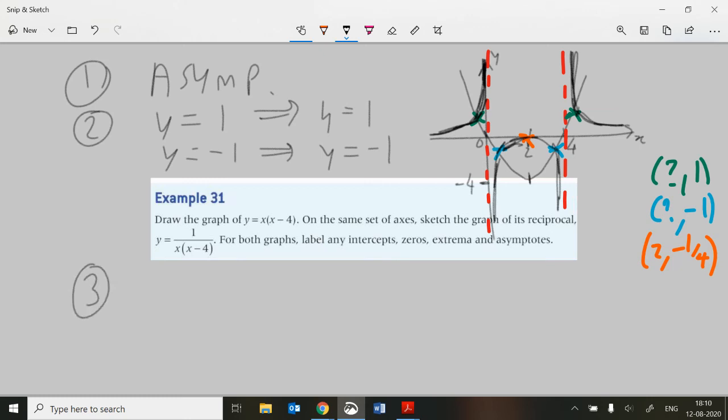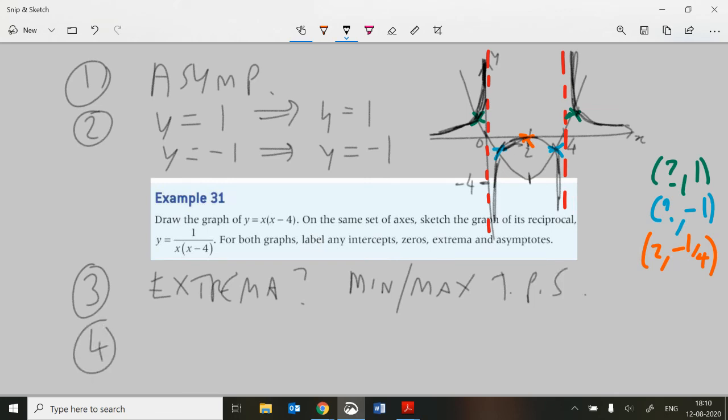I quite like that word, I don't normally use it myself. Finding any extreme points, basically. So looking at any particular interesting points. So we're talking about minimum or maximum turning points. And then your final step is to put in your sketch. So complete the graph. Okay, well, that's how it should be.